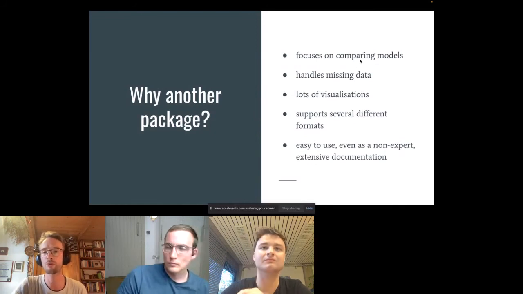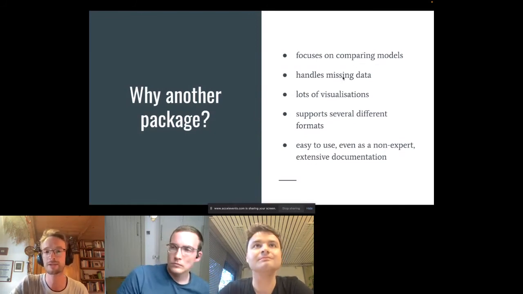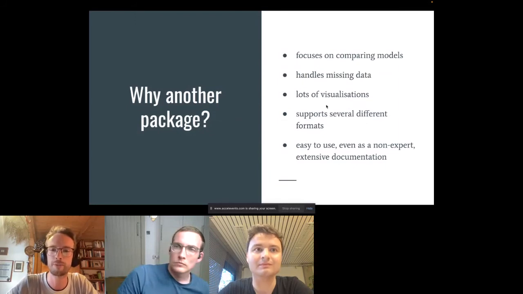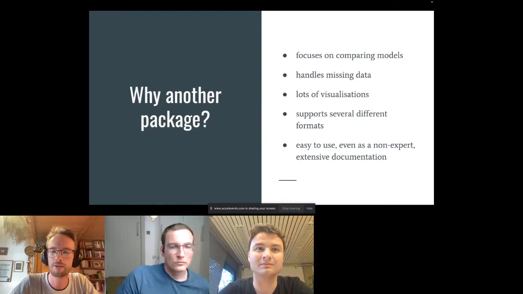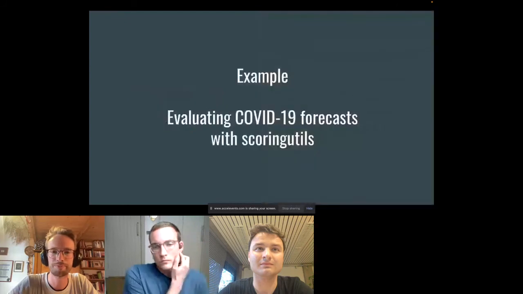So, for example, comparing models, handling missing data. We have lots of visualizations in the package. And it's very easy to use, even as a non-expert. There's extensive documentation, and it's quite flexible in the way that it supports different formats.